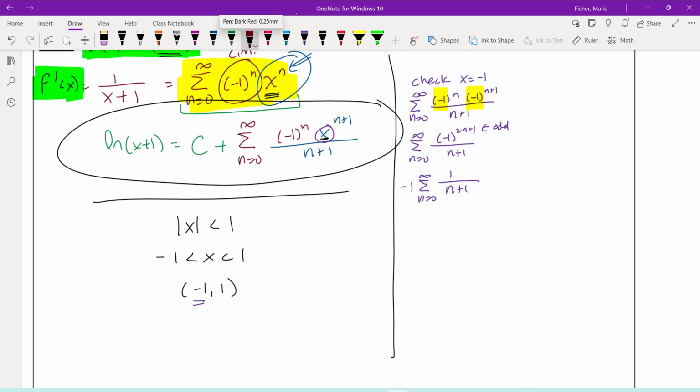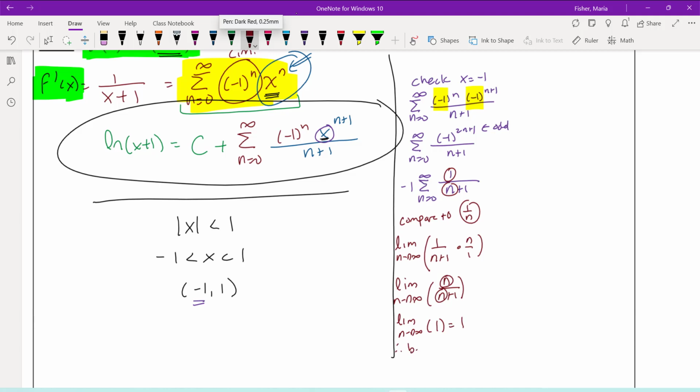Well, let's do a comparison because it's not a known series, and let's compare it to 1 over n. That's a p series. p is equal to 1, therefore I know it's going to diverge. Let's do a limit comparison test. So the limit as n goes to infinity of the given, 1 over n plus 1, times the reciprocal of the known. Then we're looking at the limit as n goes to infinity of n over n plus 1, which n over n we know is going to give us 1. And it's the limit as n goes to infinity of 1, which is 1. Therefore, by that limit comparison test, our series diverges.